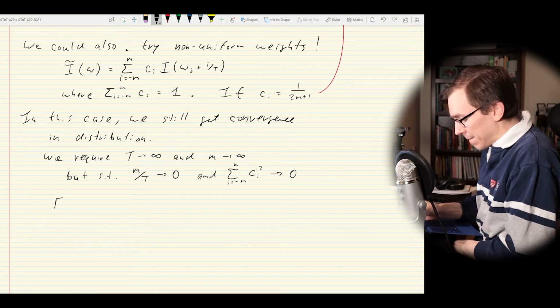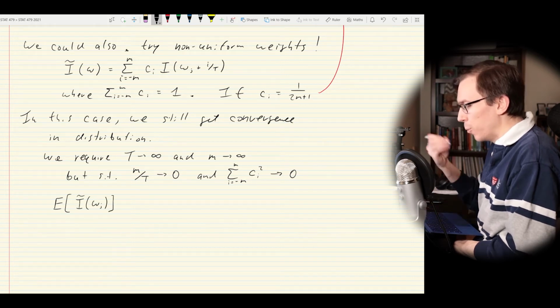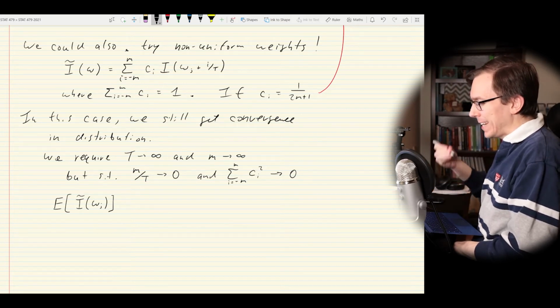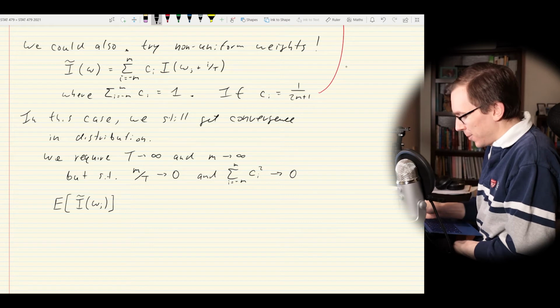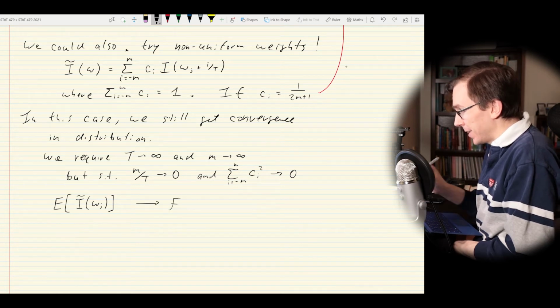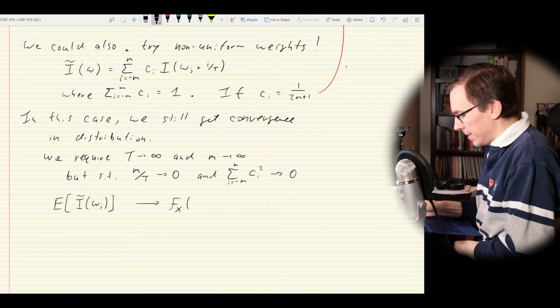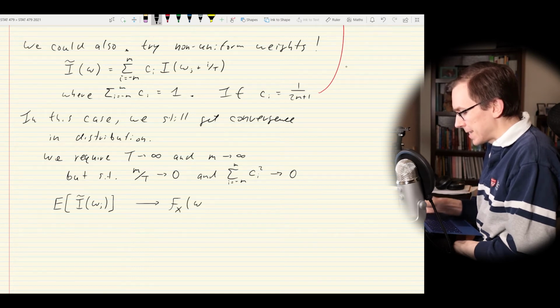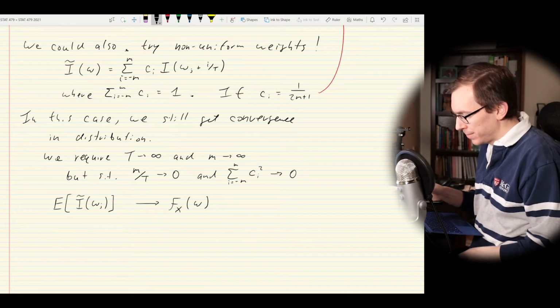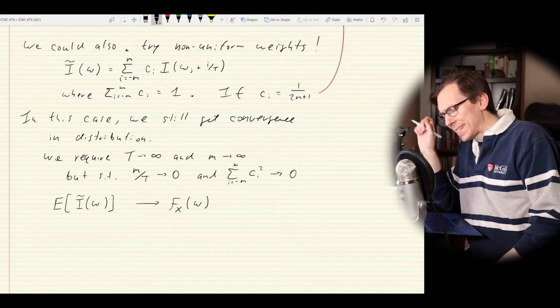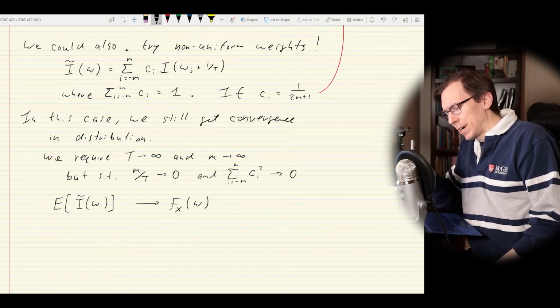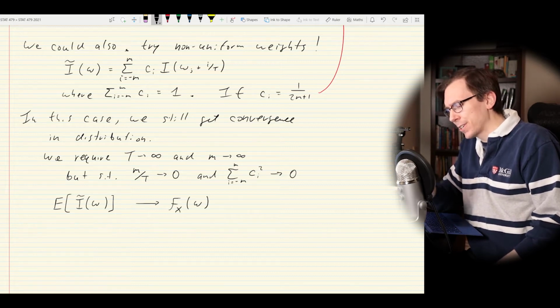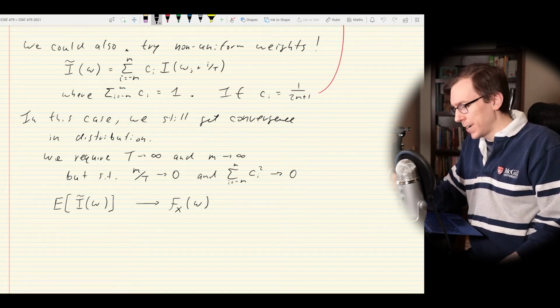Well, what we get is that the expected value of this I tilde omega j thing, our weighted averaging of the periodogram, is going to converge. The expected value, I should say, is going to converge to the spectral density at omega. I'll just get rid of the j there. We'll just say omega. Okay, what does that mean? Well, remember, this is not convergence in probability. We've already taken an expectation. So the thing that's converging is not a random variable anymore.